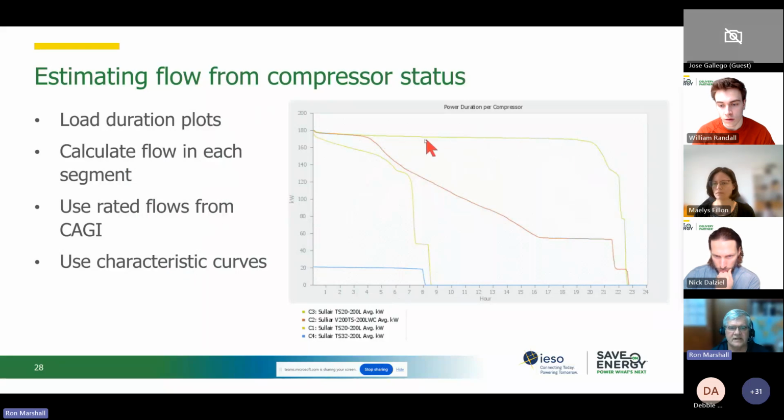So I can take a look at this. As I said, I can tell what kind of compressor it is. This red one is a VSD, so this is fully loaded VSD. This is in its regulating range. This is at minimum speed, and this is when it unloads to shut off.